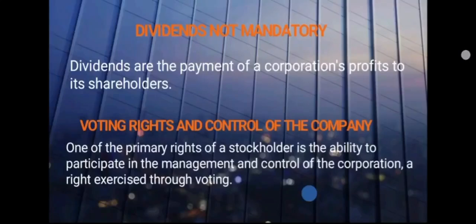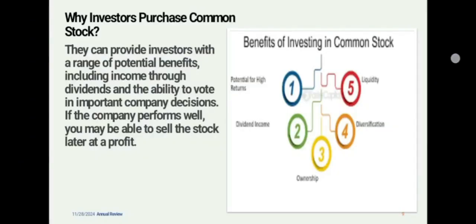Voting rights and control of the company. So one of the primary rights of a stockholder is the ability to participate in the management and control of the corporation, a right exercised through voting. So why do investors purchase common stock? Simply because it can provide investors with a range of potential benefits, including income through dividends and the ability to vote in important company decisions. So if a company performs well, you may be able to sell the stock later at a profit.